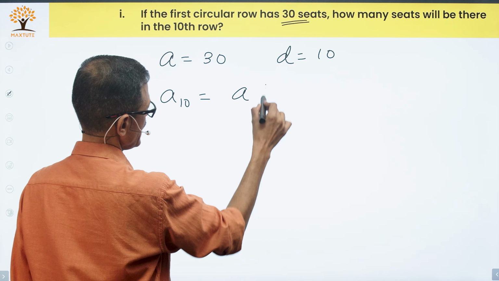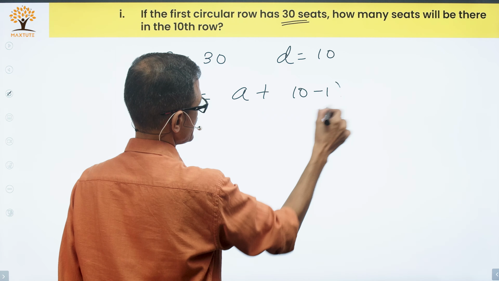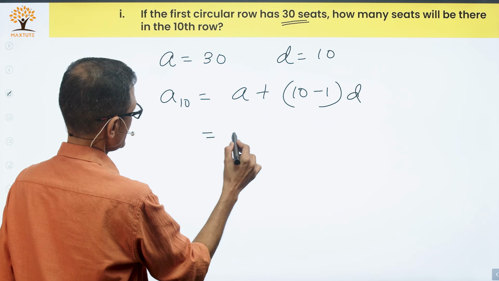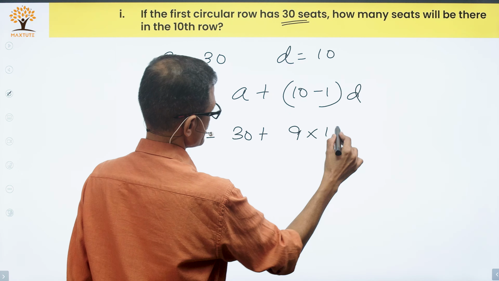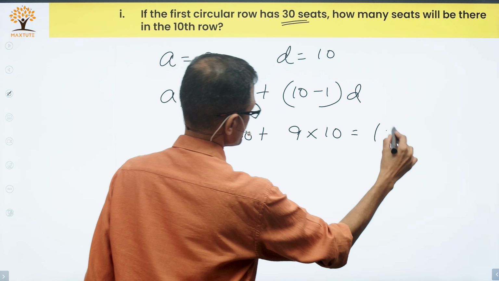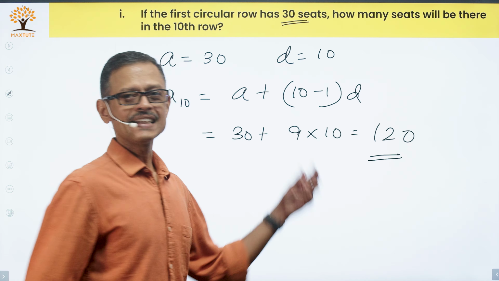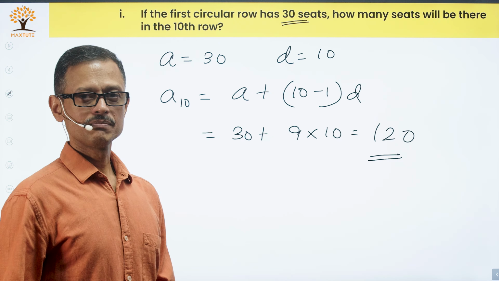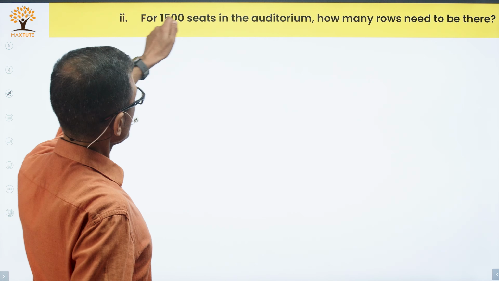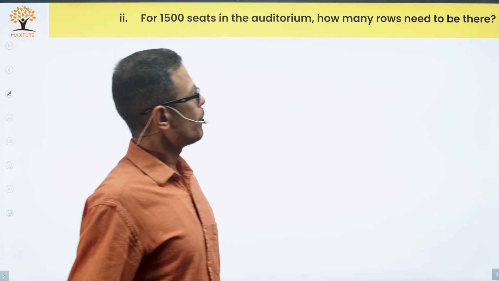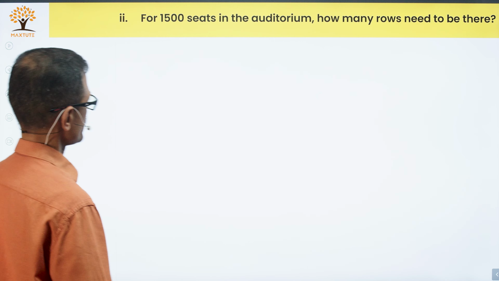A10 is equal to A plus 10 minus 1 times the common difference. What is A? A is equal to 30. 10 minus 1 is 9 and the common difference is equal to 10. 90 plus 30 is equal to 120. The 10th row will have 120 seats. Move on to part 2. For 1,500 seats in the auditorium, how many rows need to be there is what the question is.